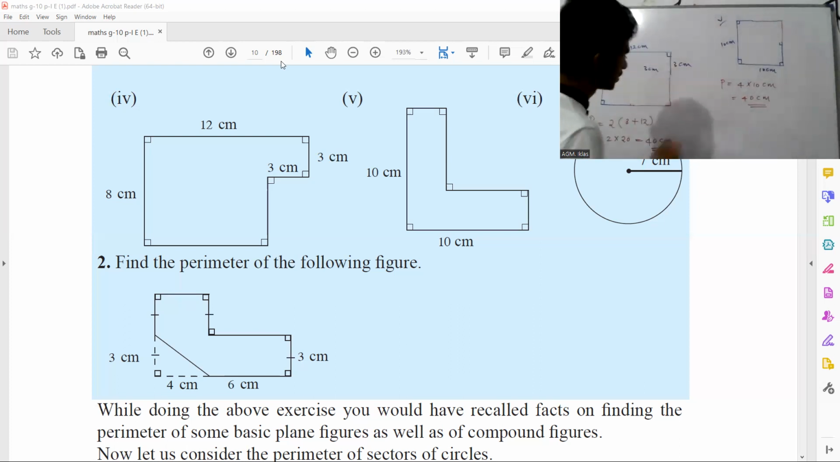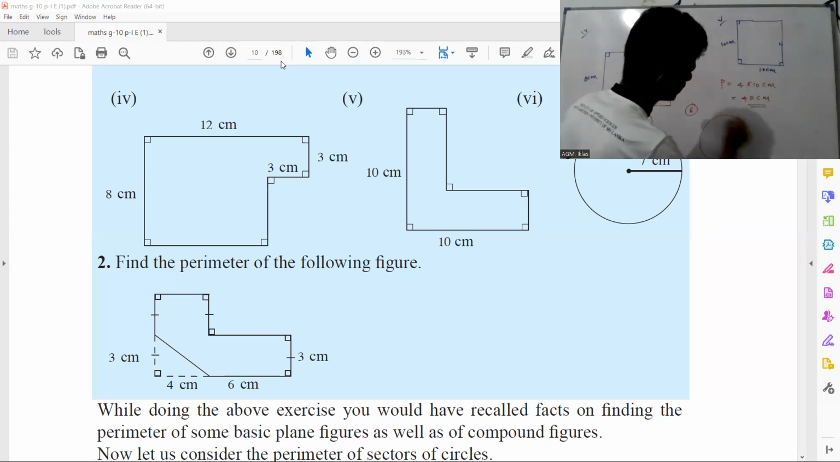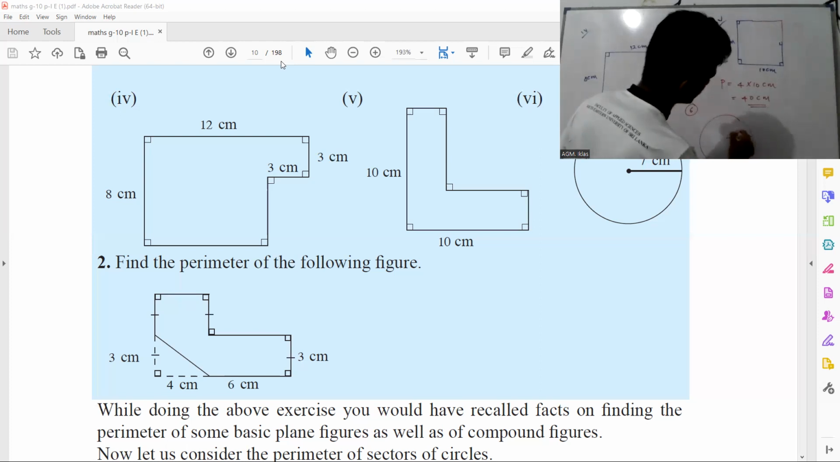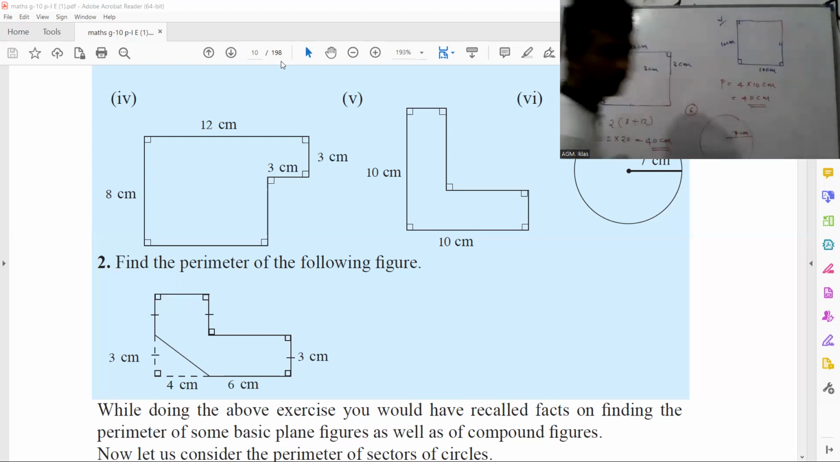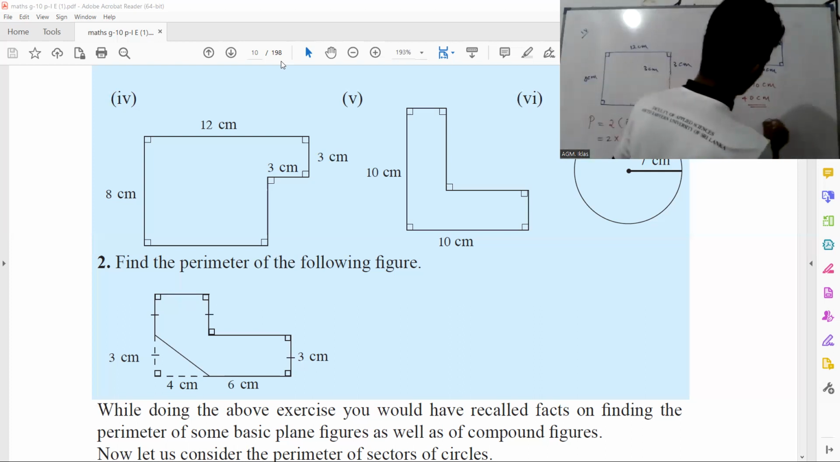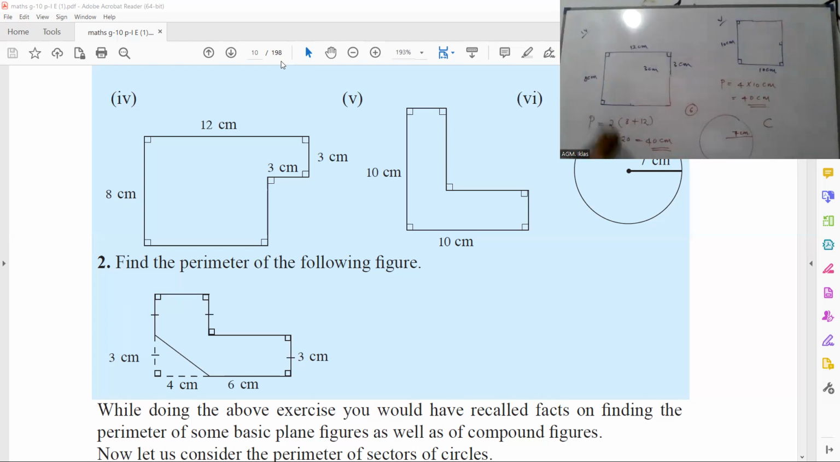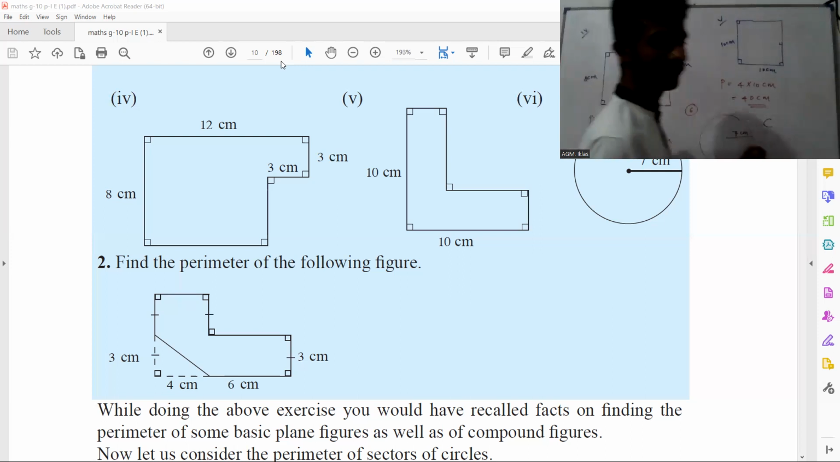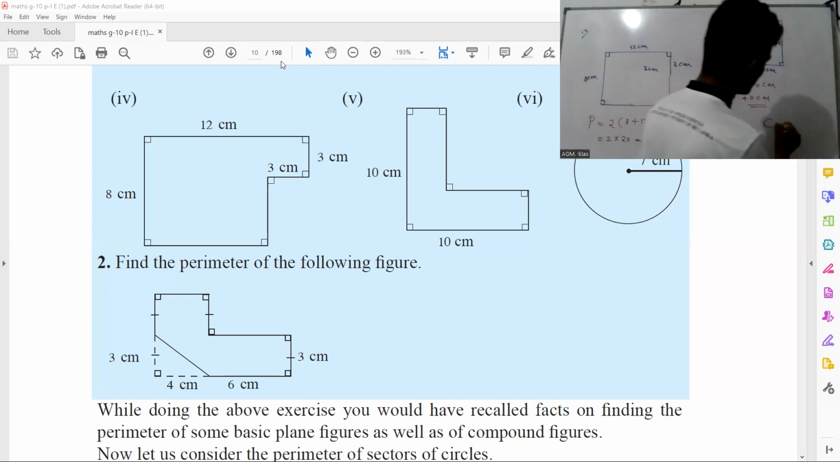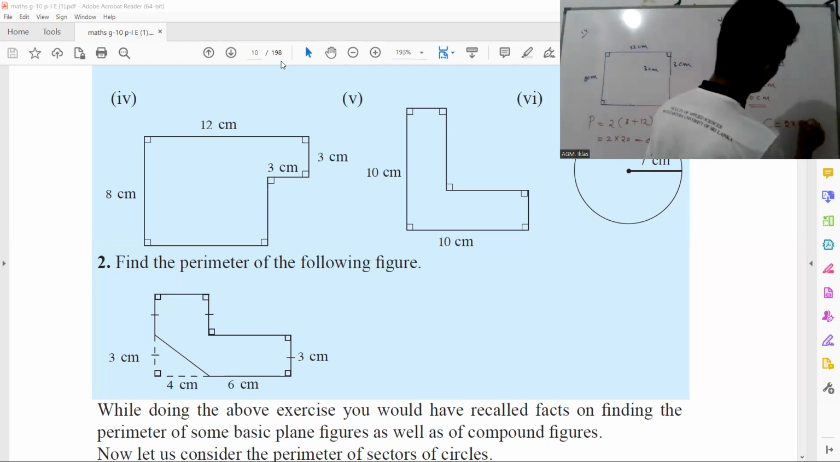Sixth question is a circle. So this is a circle. The radius of the circle is 7 centimeter. But we use the equation C. Normally, the perimeter of a circle is the circumference, so we denote it C. C is equal to 2 pi r.